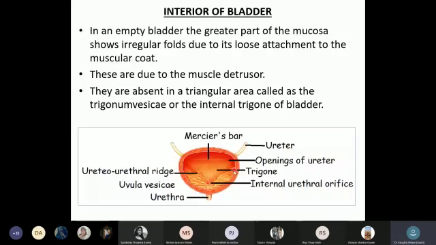In the remaining part of the bladder, you can see there are irregular muscular folds, and they are because of one muscle that is called detrusor. Detrusor will be absent in this area. So this is the interior of the bladder, which is called the trigone of bladder or trigonum vesicae. Now, what are the boundaries of this trigonum vesicae?